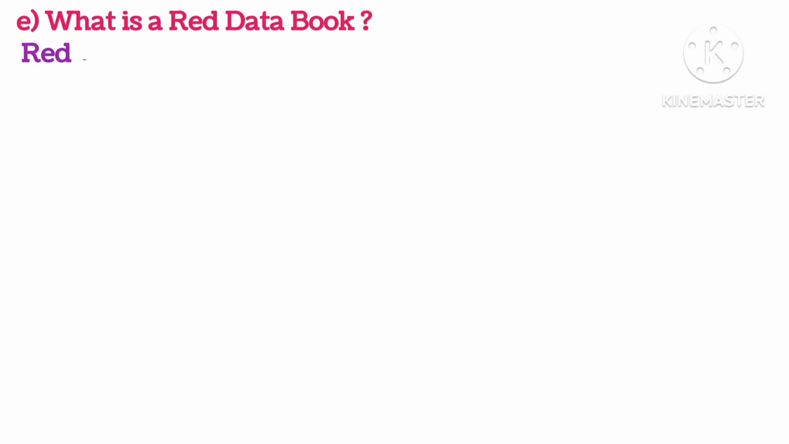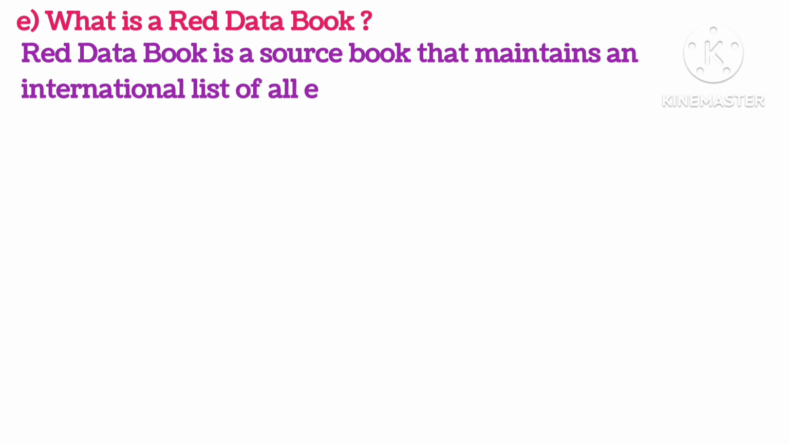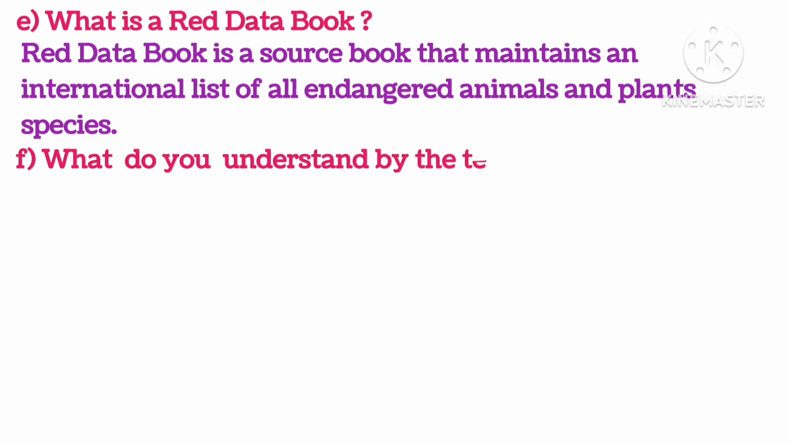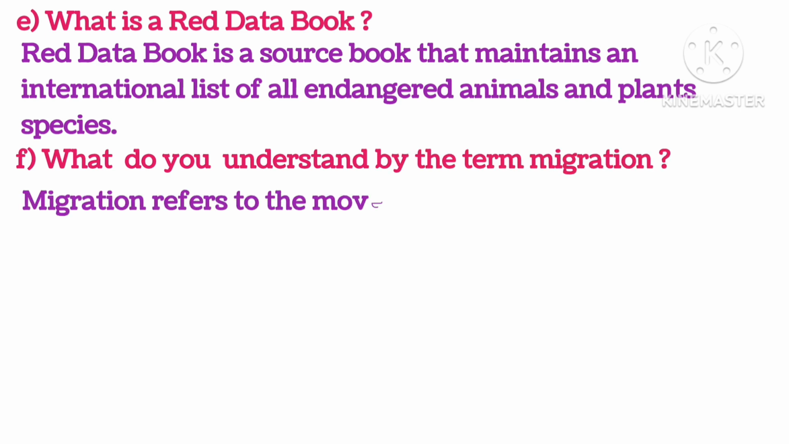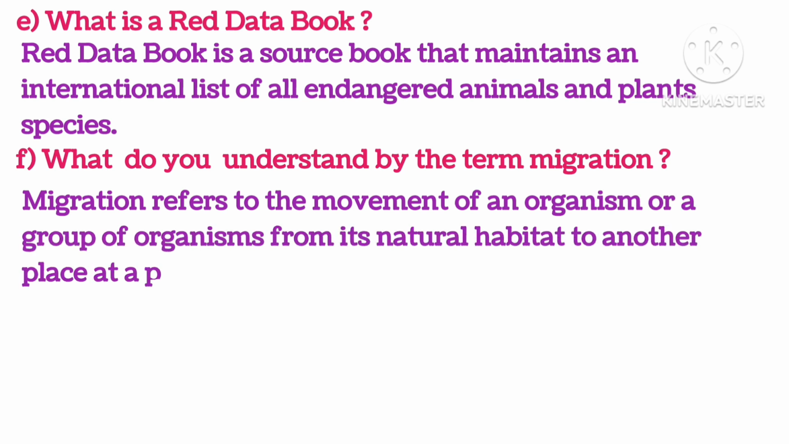What is Red Data Book? Red Data Book is the source book that maintains an international list of all endangered animal and plant species. What do you understand by the term migration? Migration refers to the movement of an organism or a group of organisms from its natural habitat to another place at a particular time of year.